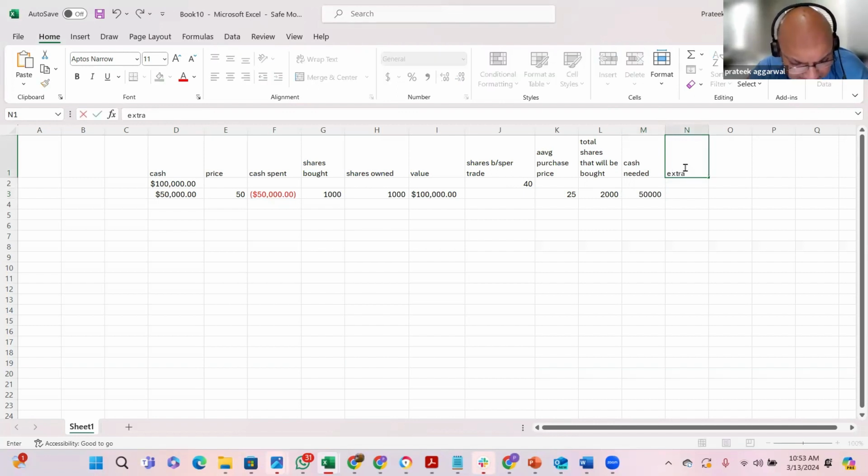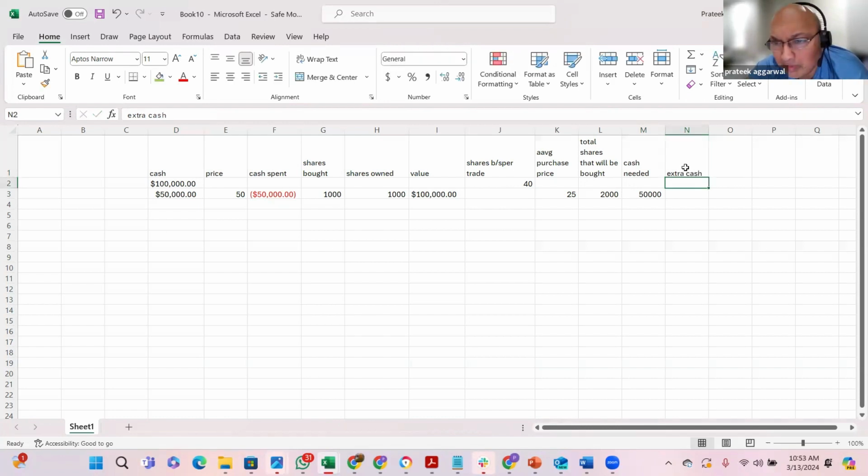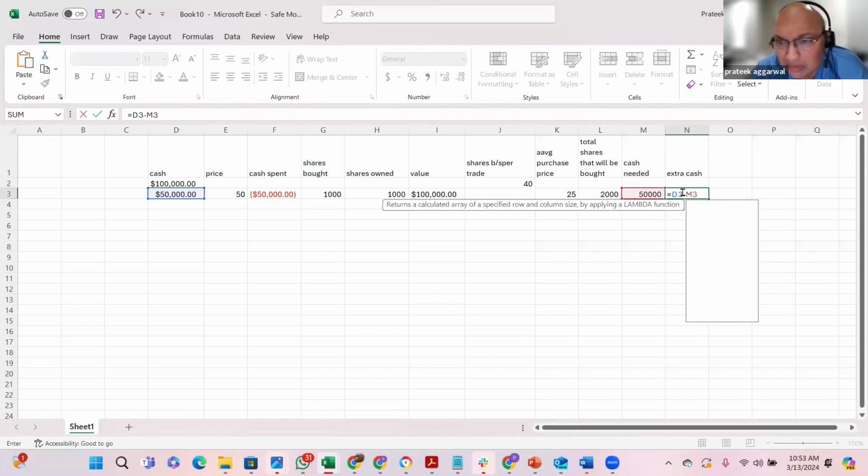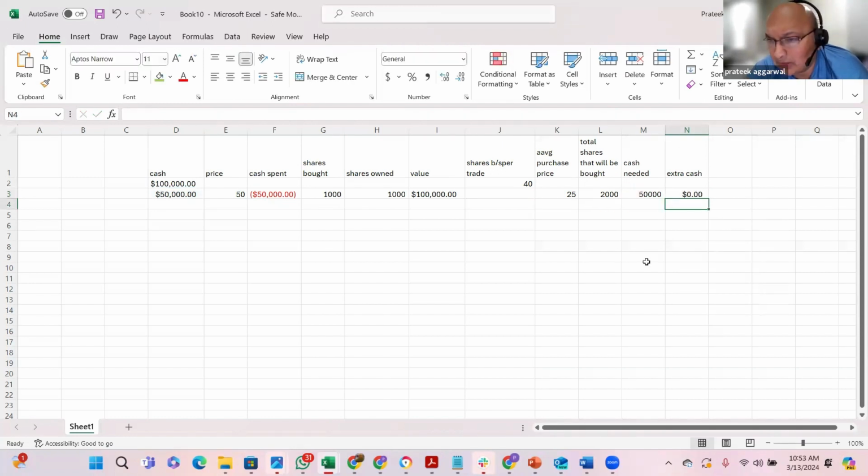Extra cash, the cash that I don't need, is going to be equal to D3 minus M3, which is $0. So that's zero.